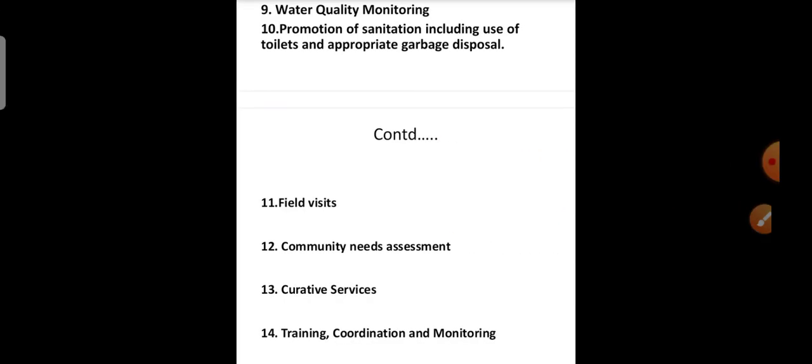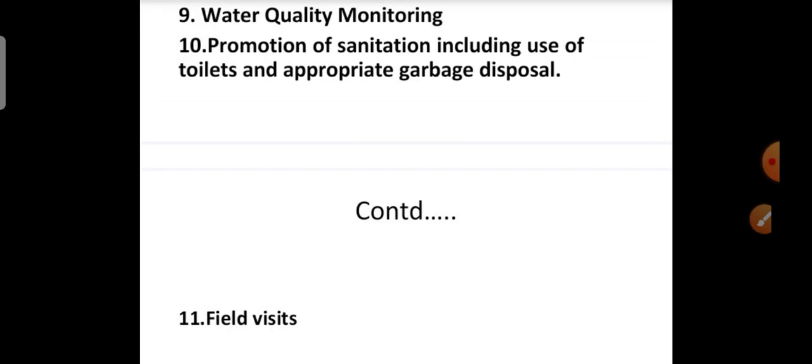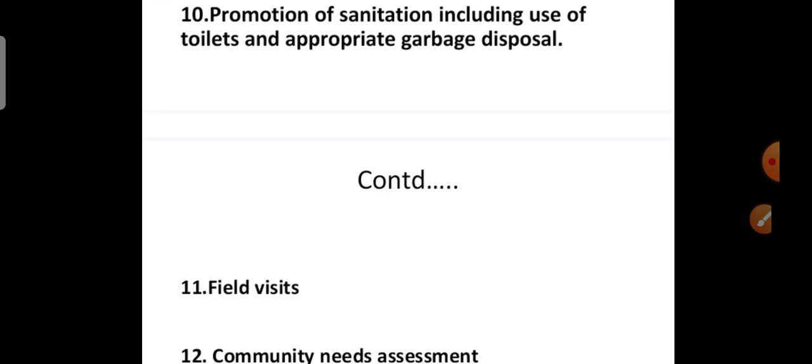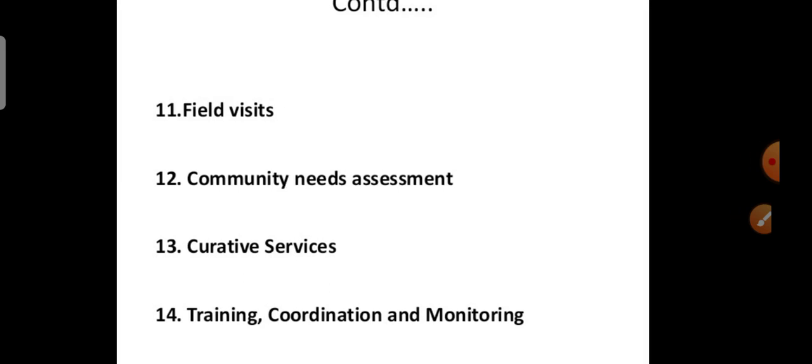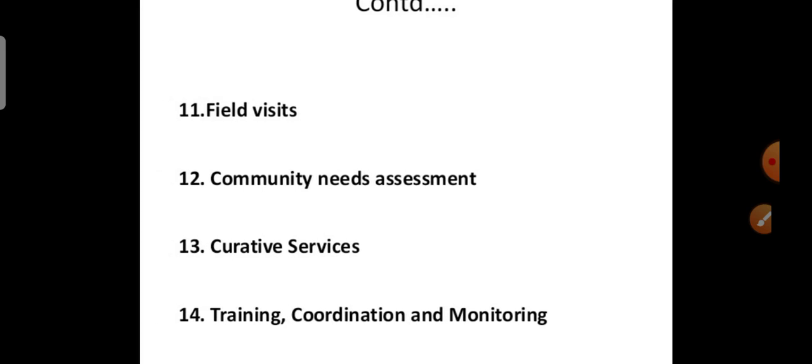Next comes water quality monitoring, promotion of sanitation including use of toilets and appropriate garbage disposal, field visits, community need assessments, curative services, training, coordination, and monitoring.